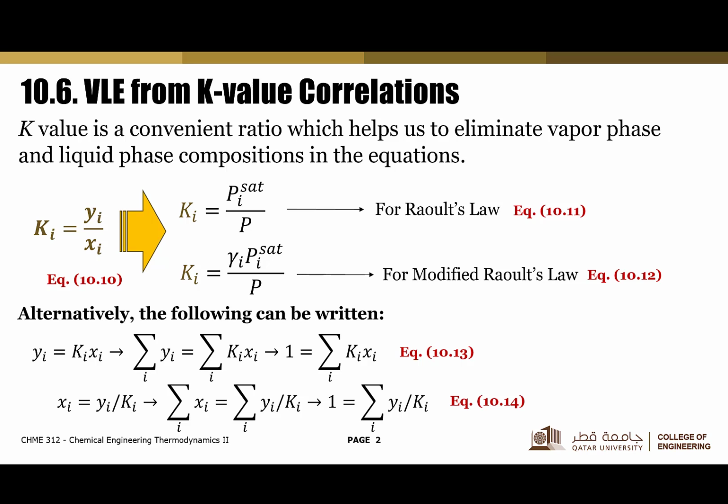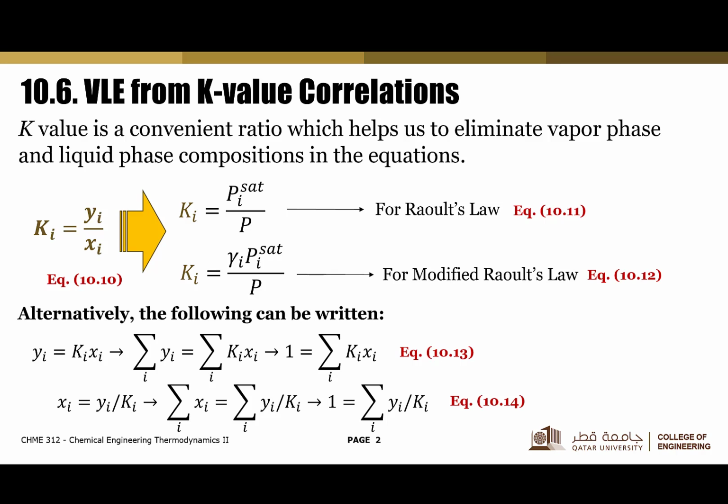All right, so the K value is a convenient ratio of Y over X, where Y is the composition in the vapor phase and X is the composition in the liquid phase. It's going to be a function of both temperature and pressure. So we're going to look at where we get those in the charts soon.